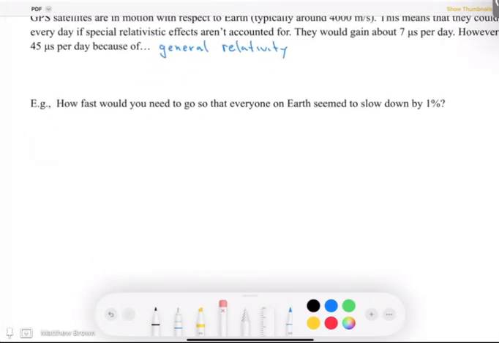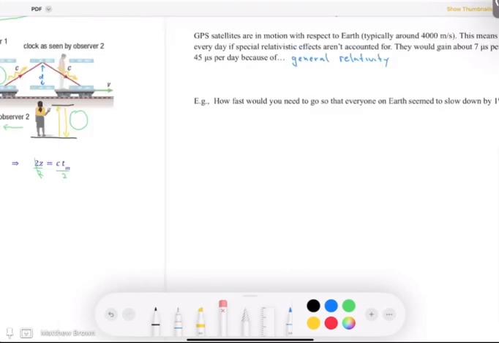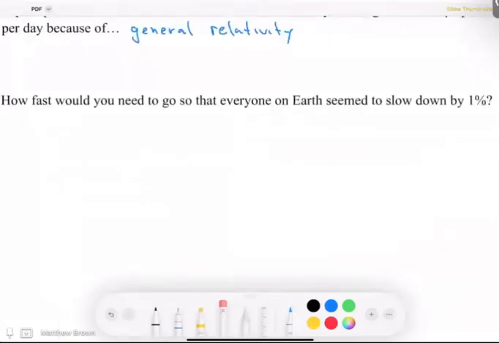So here's one where I guess I already somewhat did this. How fast would you need to go so that everyone on Earth seemed to slow down by 1%? If you were in a spaceship going by, they would look at you and say, oh, you're going 1% more slowly. So what that means is that everyone is going to slow down by 1%.